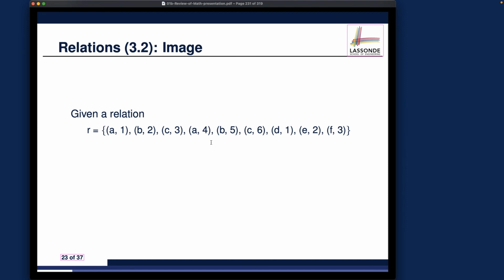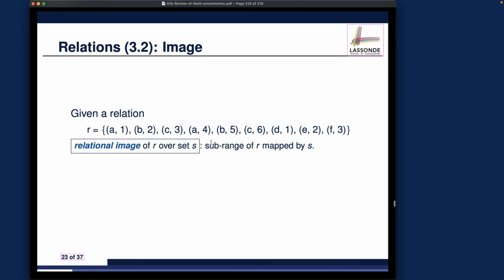So what's really going to be the definition for image? Okay, so we call it the relational image, or sometimes just image. So the relational image of relation R over a particular set. So whenever you want to operate on the relational image, you should give it some input set. Okay, it's going to be the sub-range. It's going to return certain range of R that's mapped by every element in the input set, right? That's intuitively speaking. Let's take a look. This is how you write it.